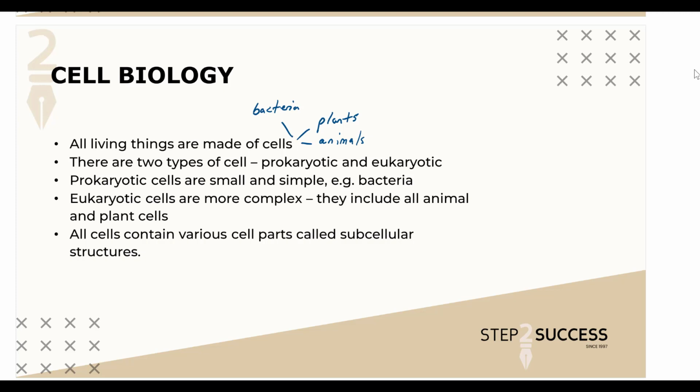Whereas when we move on to eukaryotic cells, they are more complex, and they're your typical plant and animal cells that we will come across shortly. All of these cells contain parts called subcellular structures, so your nucleus, your cell membrane, all of the parts that are inside the cell fall under subcellular structures.